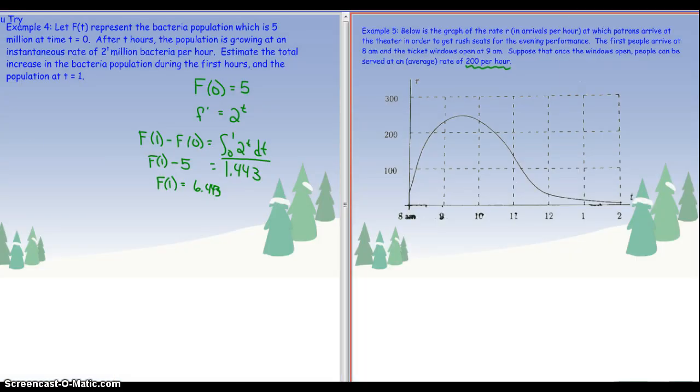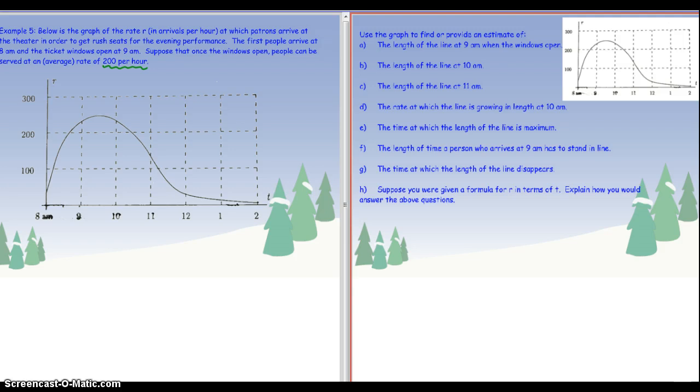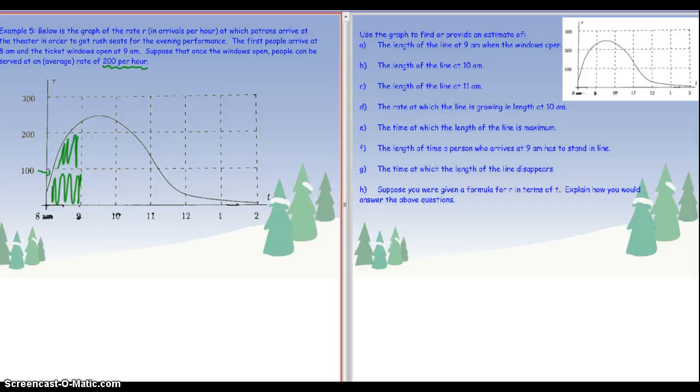Okay. So here's the questions. It first says the length of the line at 9 a.m. So that means we're just looking at this section right here, the area under the curve. So from 8 to 9, we have, looks like almost the full 100, right? 1 hour by 100 people entering. And we can see that tiny little part right here is missing, but I would say it's made up in there. That's a little over half. So I'm going to guesstimate about 160.